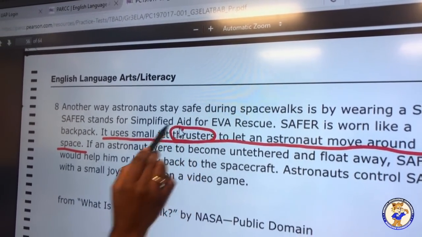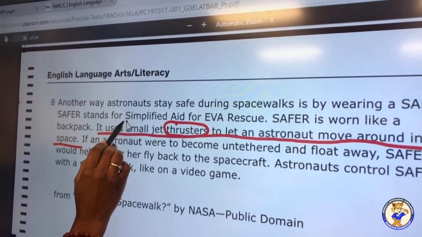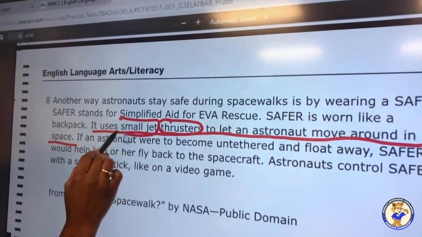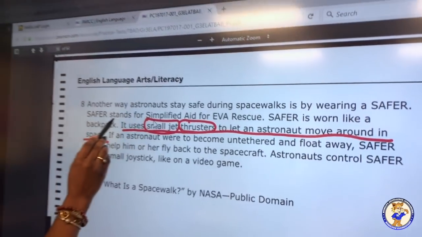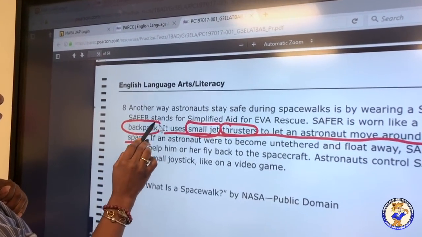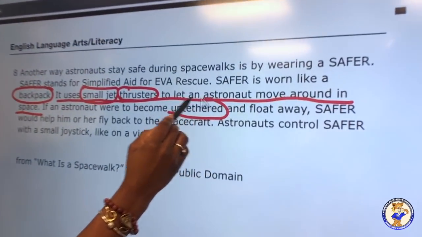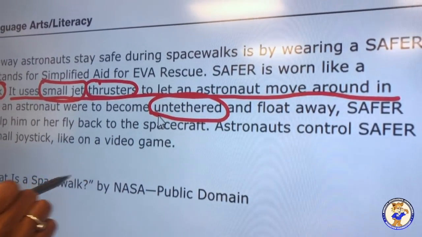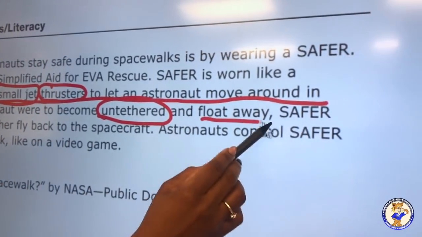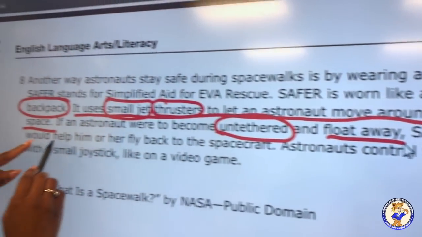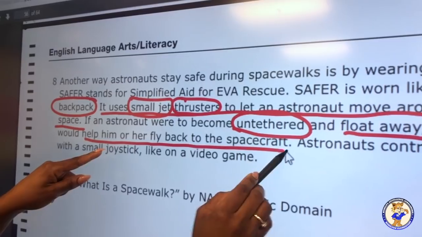Thrusters, I'm gonna circle it. Small jet sounds important. I can circle that. They also told me it's used like they have it like a backpack. Untethered. Okay. And if not, they will float away. But a SAFER would help him or her fly back to the spacecraft.